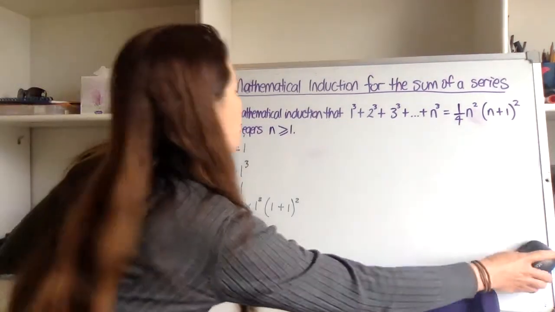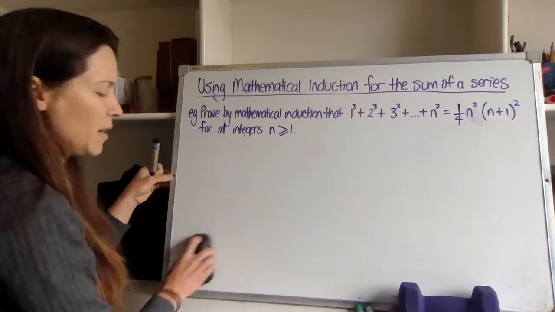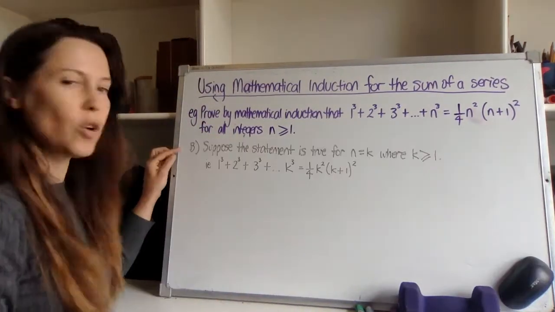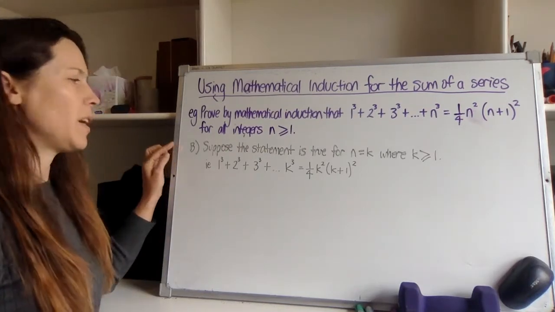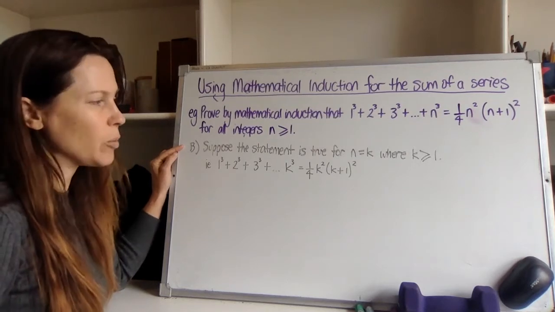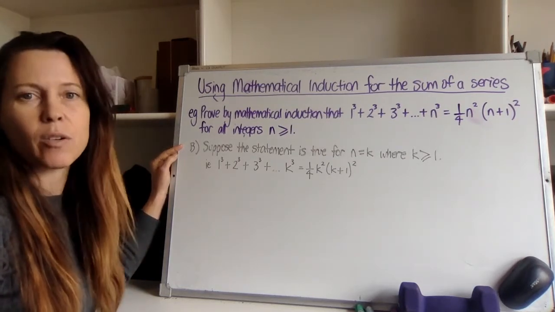Now I'm going to run out of board space here, so I'm going to rub out each part. You'll need to make sure you get it down. Just pause the video and go back if you didn't. All right, for the second part of my proof, I need to write this down. Suppose the statement is true for n equals k, where k is greater than or equal to 1.